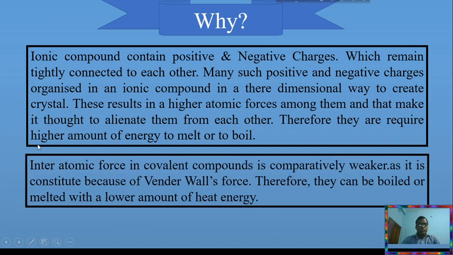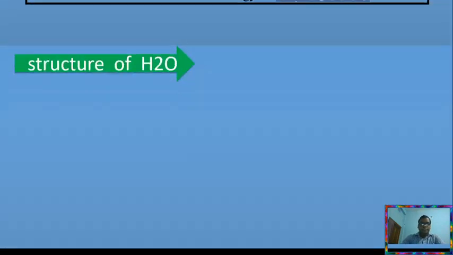If we look at covalent compounds, the interatomic force is comparatively weaker, as it is constituted by van der Waals force. Therefore, they can be boiled or melted with a lower amount of heat energy. So that's why the melting and boiling points of ionic compounds are comparatively higher than those of covalent compounds. My dear students, I think it is clear. So if we go to the next slide, the structure of water.